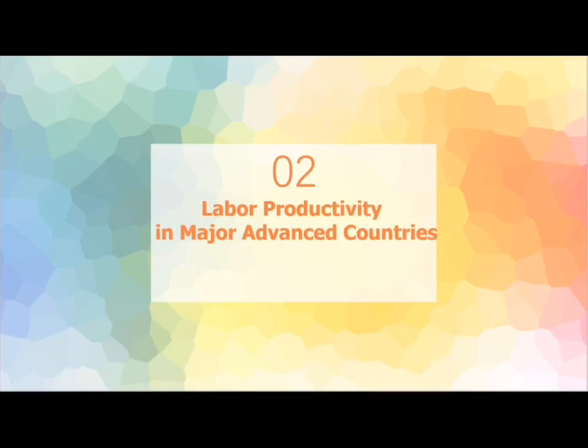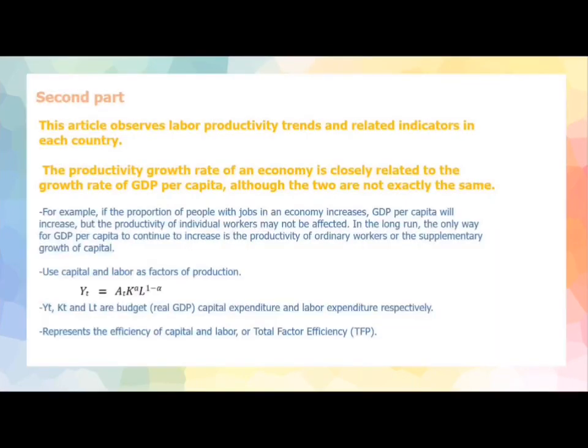Labor productivity in major advanced countries. In the second part, this article covers labor productivity trends and related industries in each country. The productivity growth rate of the economy is closely related to the growth rate of GDP per capita, although the two are not exactly the same. For example, if the proportion of people with jobs in an economy increases, GDP per capita will increase, but the productivity of individual workers may not be affected. In the long run, the only way for GDP per capita to continue to increase is through the productivity of ordinary workers or the growth of capital.